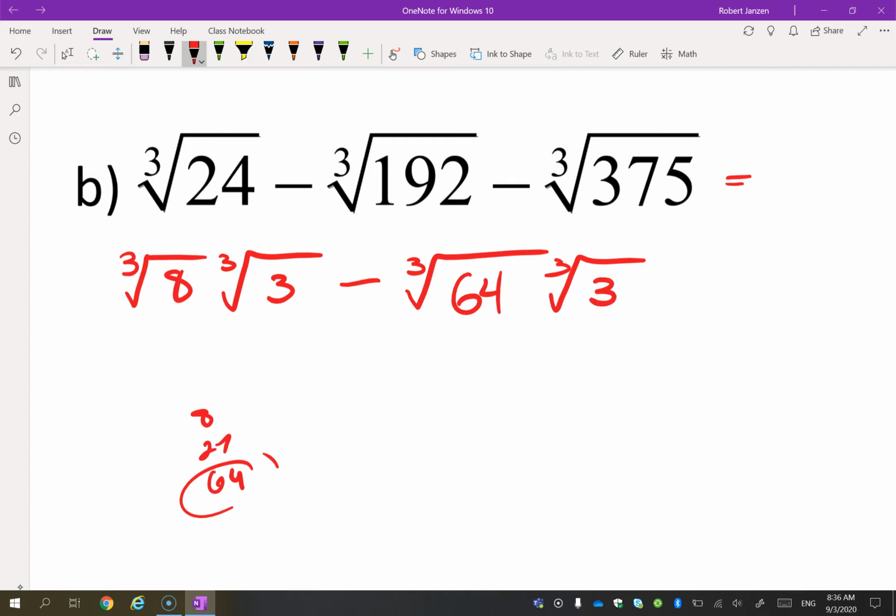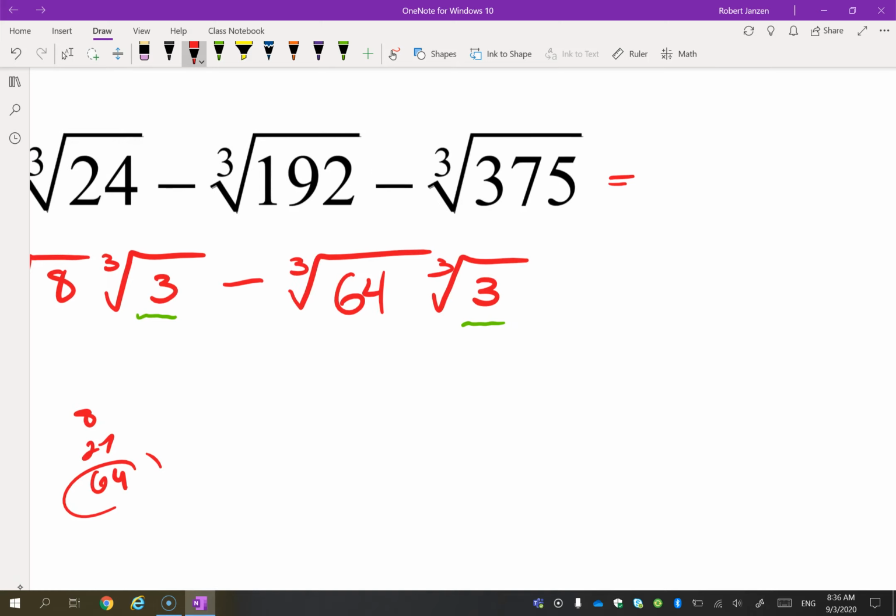By the way, here's a little hint to you. A lot of times we're looking to see if we're going to end up with the same radicand. And this one, does 375 have a perfect cube factor? Yes, 125.